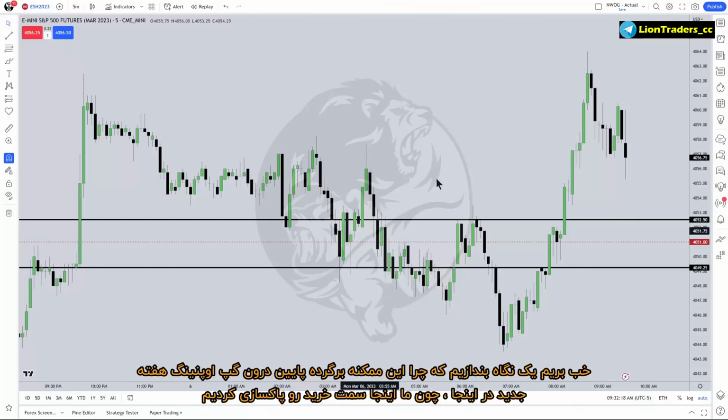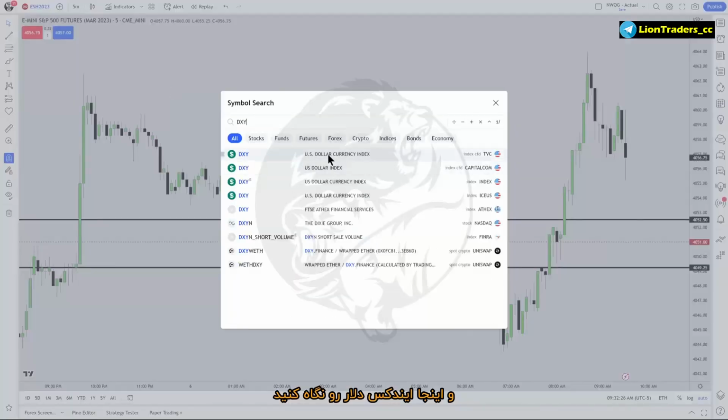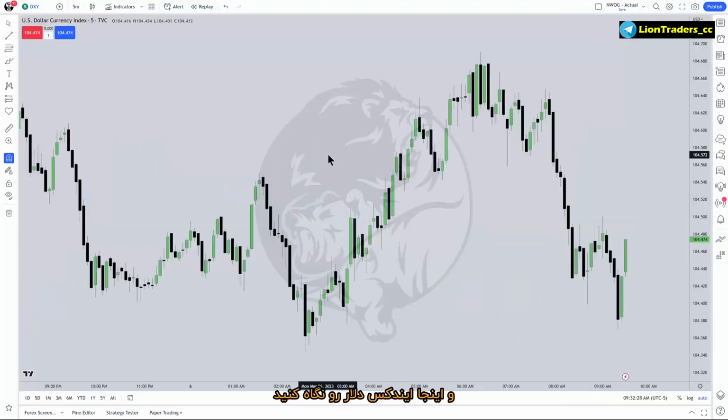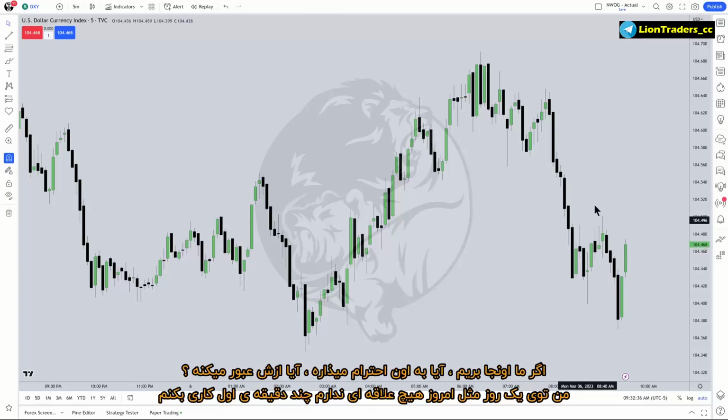So let's take a look at why this might go back down into the new week opening gap here. Because we've taken buy side here. And look at the dollar index here. So we've taken a sell side liquidity pool here. So we have a little fair value gap there. So I'm watching, if we get up there, does it respect that or does it go through it?